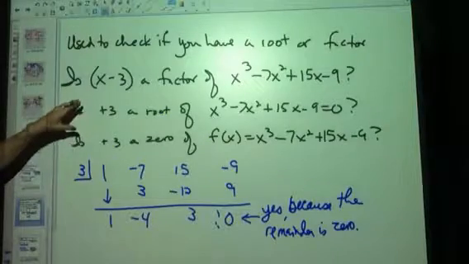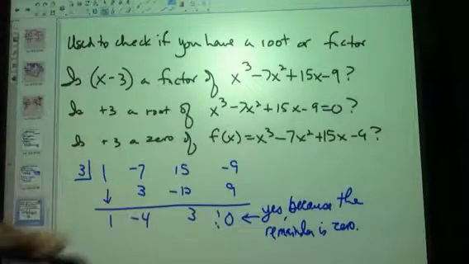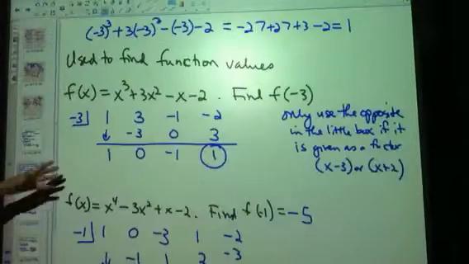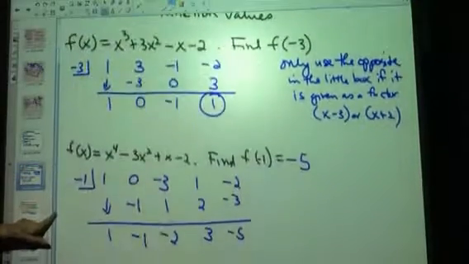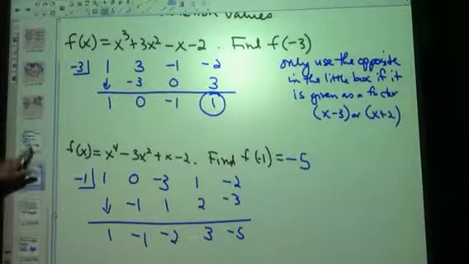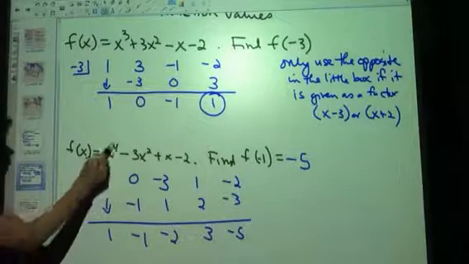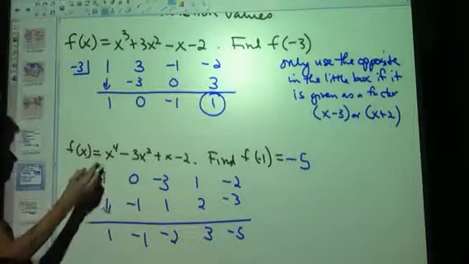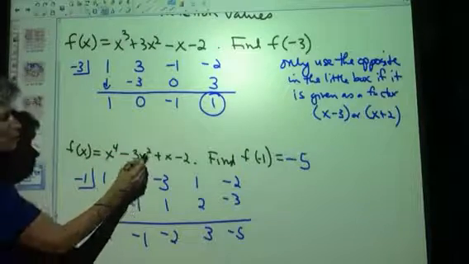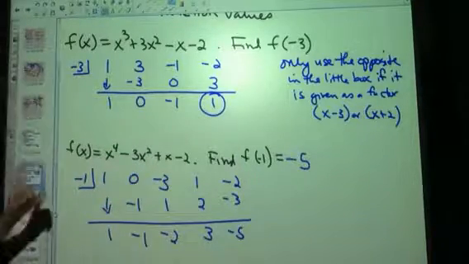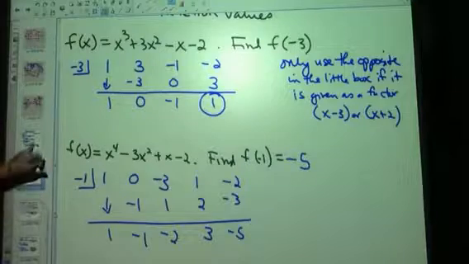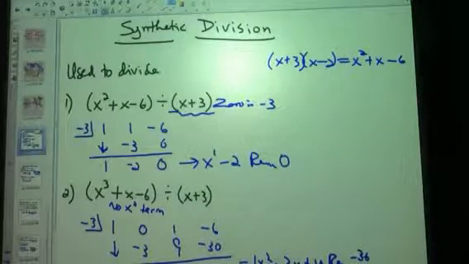You can use it to check if you have a root or a 0 by checking if that remainder is 0. You can find a function value without going out the long way. Again, always be checking and see if you have any missing terms. If this is 4, there has to be 5 terms. The quartic, the cubic, the quadratic, the linear, and the constant. There's always one more than this because of that constant. Or you can just flat out divide. So that's synthetic division.